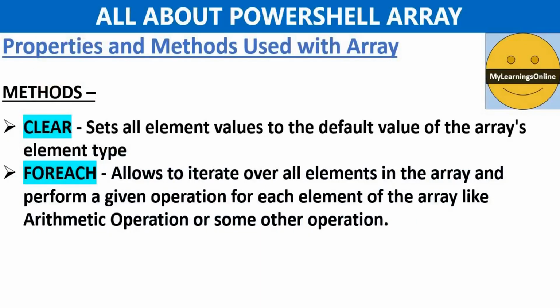Next one is the for each method. This method allows you to iterate over all elements in the array and perform a given operation for each element of the array. This iteration may include anything, like we can perform some arithmetic operation, or we can perform some string operation on all the elements of an array. Anything it could be. Let's see a quick demo.